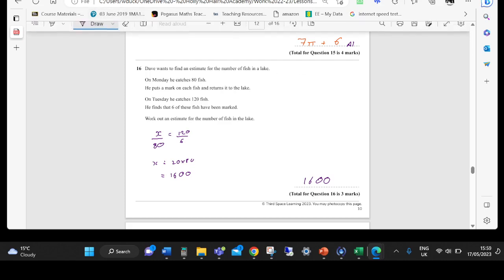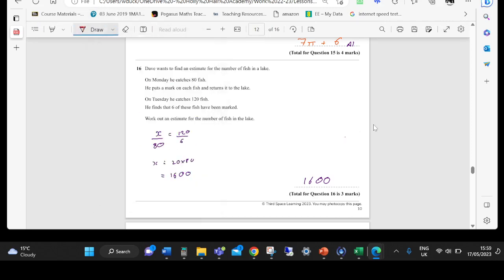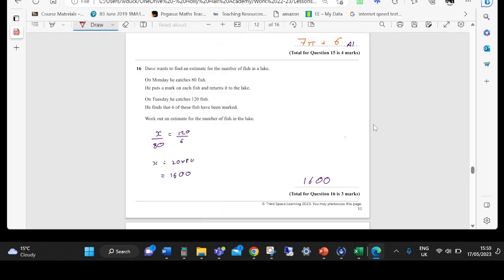And then the marks awarded for this are picked up for M1 for the fraction that way around or the other way around, an M1 for working it through, and then an A1 for 1,600.